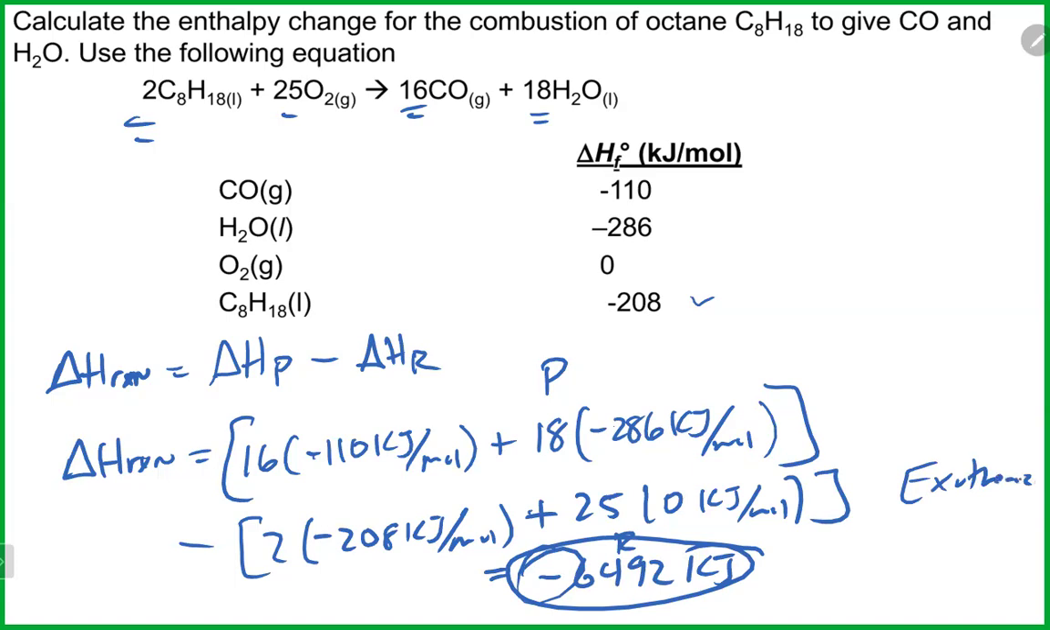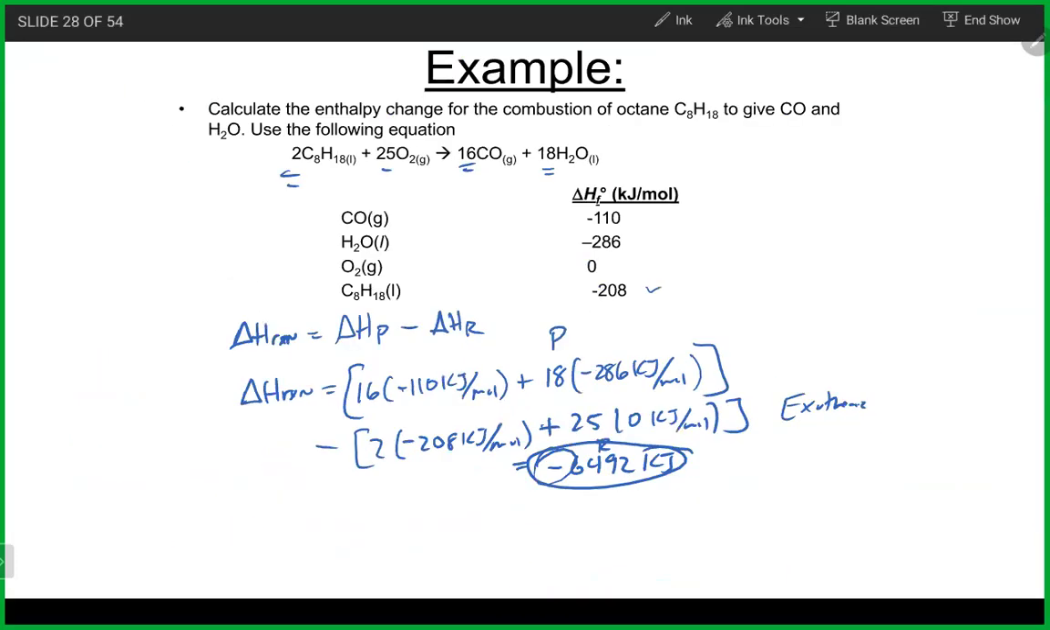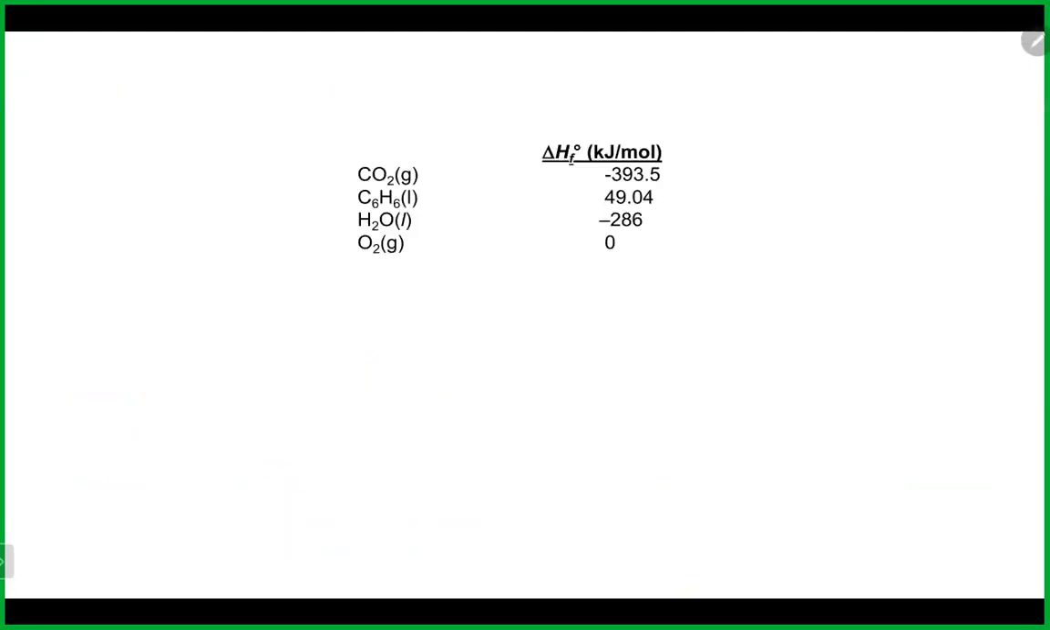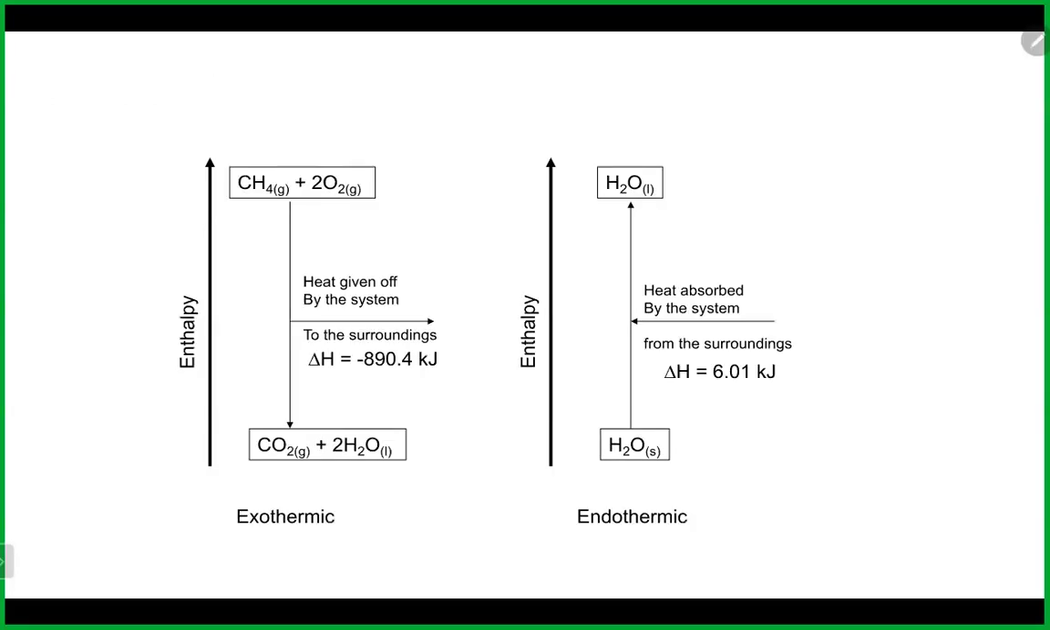Okay, so that is how you calculate the change in enthalpy. Once again, obviously those numbers would be provided for you, but you do need to know how to do products minus reactants. We have one more example here, but I'm going to skip it. It's very similar to what we just did. You could try it yourself if you like.